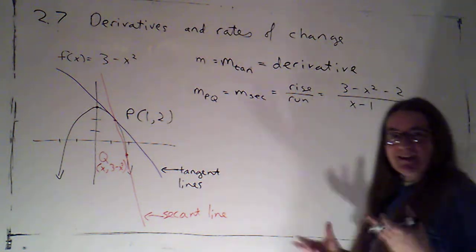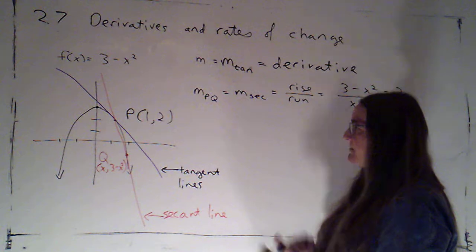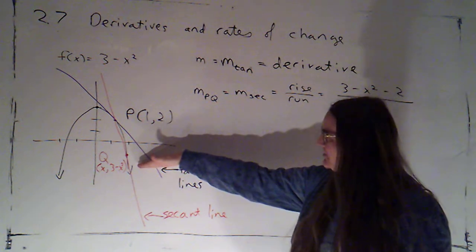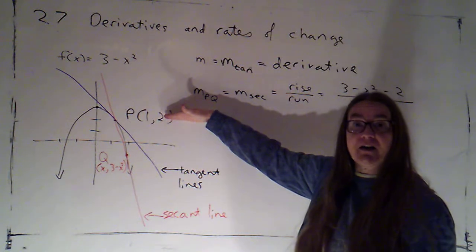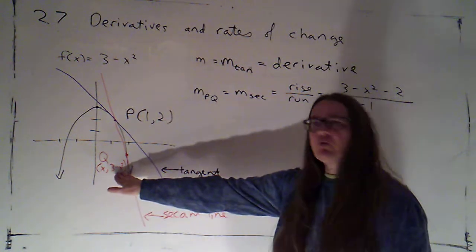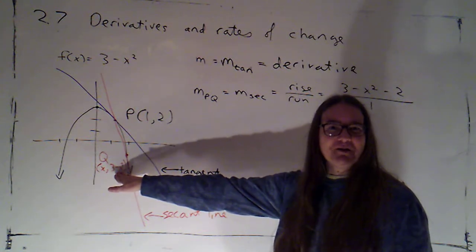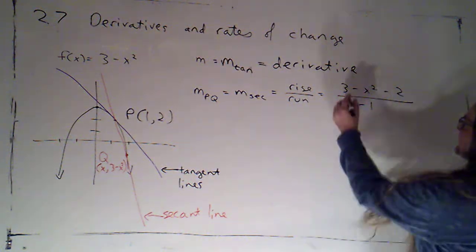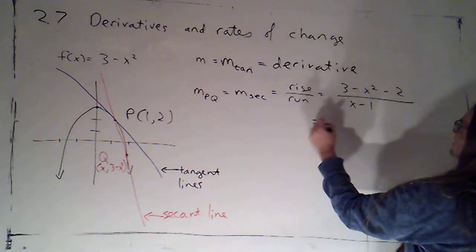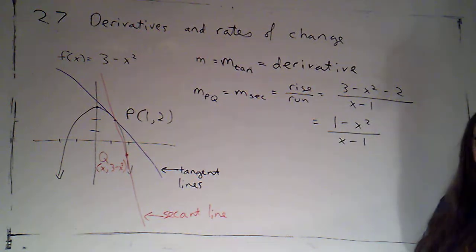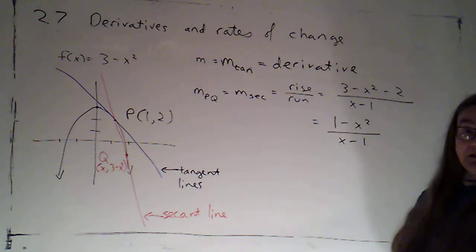I need to make sure that I subtract in a consistent order. It doesn't matter whether I start my subtraction problems with the coordinates of q and subtract the coordinates of p or vice versa. I find it's generally simpler to start with the more complicated point, which is the one that I've written in terms of variables. Okay, now I can simplify this a little bit because I can combine the 3 and the 2. So I get 1 minus x squared over x minus 1. So that's my secant line.